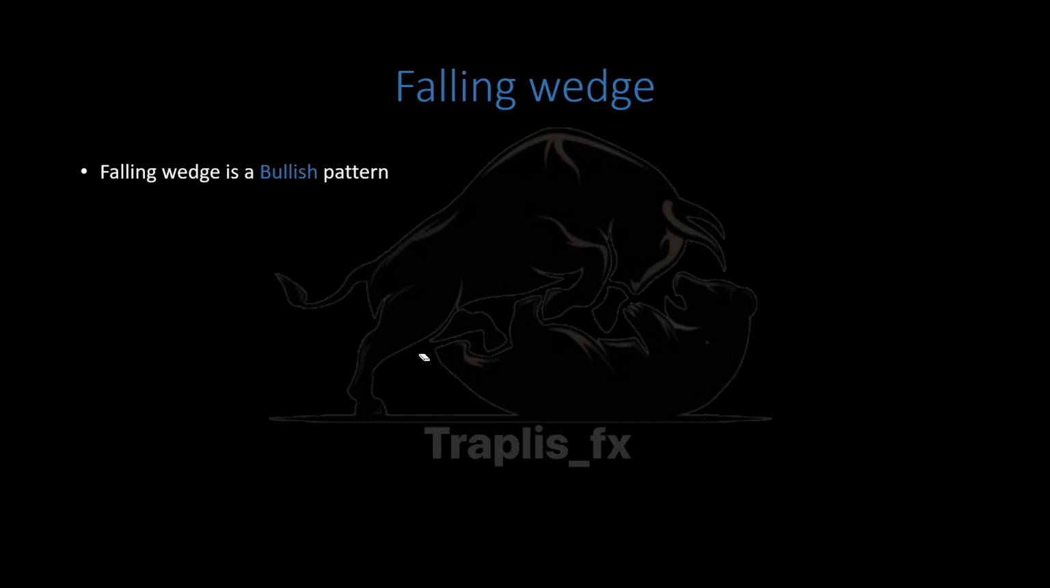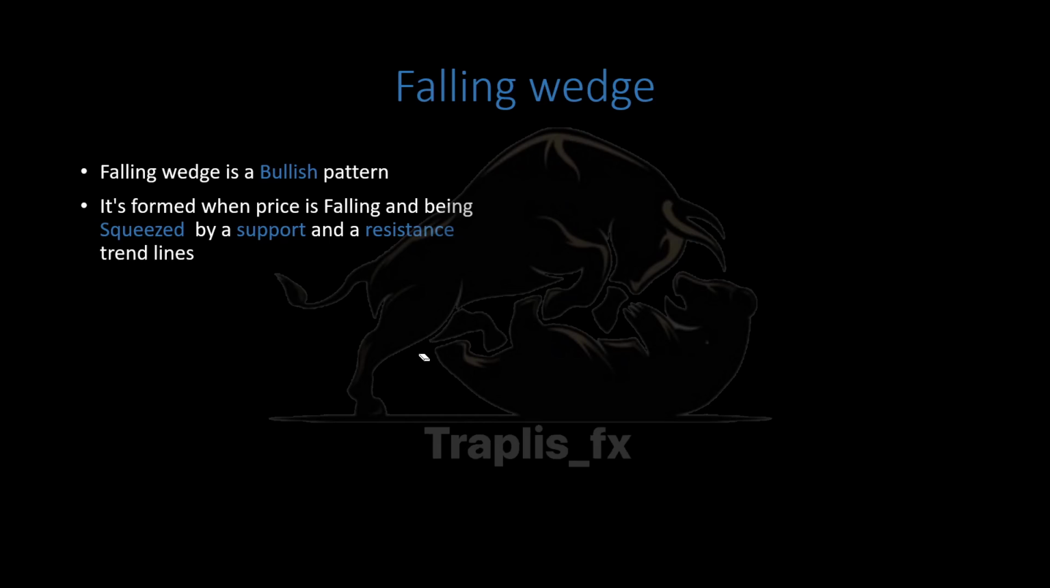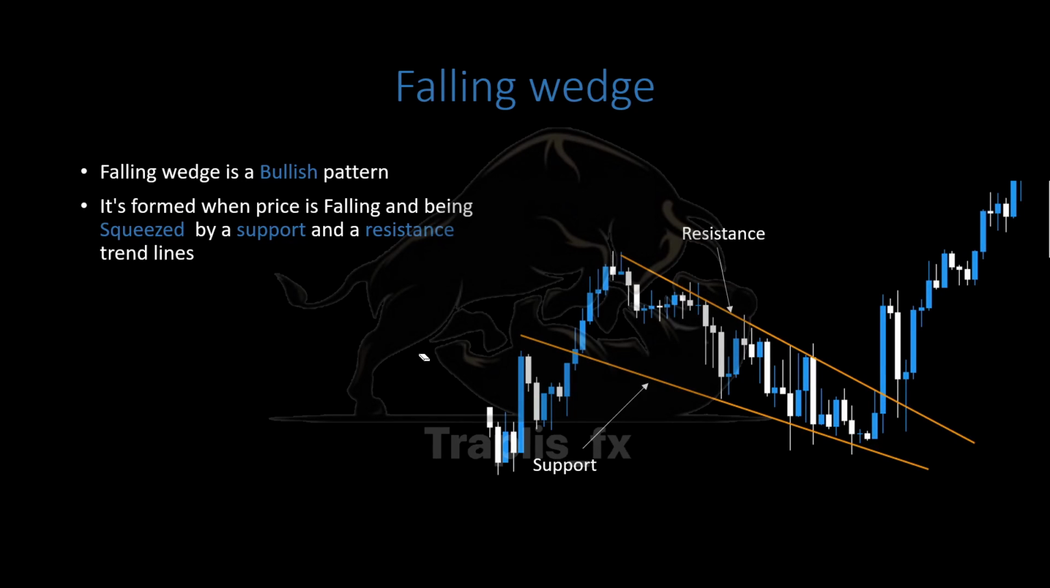Now for the falling wedge, which we said is opposite to the rising wedge, it's going to be a bullish pattern. Price is going to be squeezed by support and resistance like before, but this time in a downwards movement, not an upside. If we look at it, it's the same idea: big candles, small candles, big candles. Then we keep getting smaller and smaller until we find a break over here. As you can see, the tighter we got, the bigger the impulsive move was.